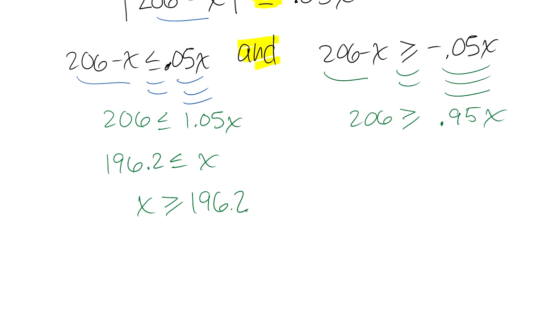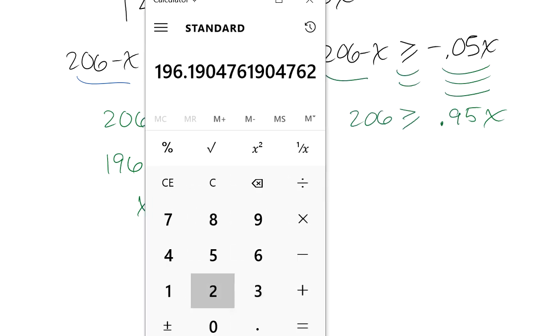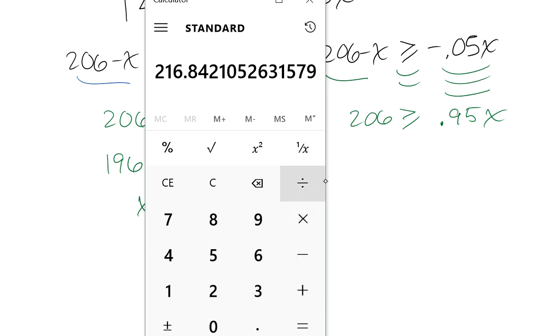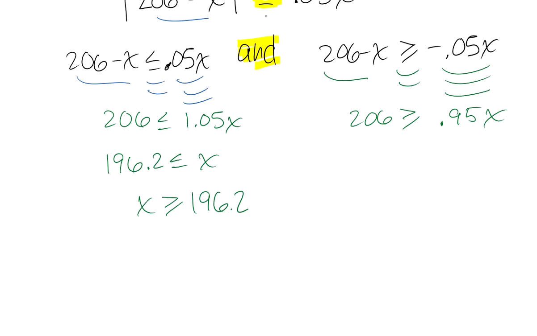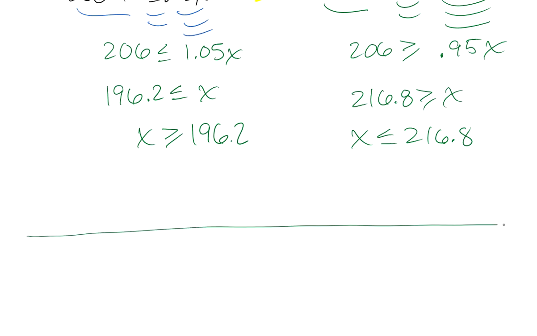Now, what's the upper bound error? So on my calculator again, this time I'm going to take the 206 and divide that by 0.95. And when I do that, I get 216.8. This is awkward, so I'm going to write it this way. x is the smaller thing up here, so x is less than or equal to 216.8.